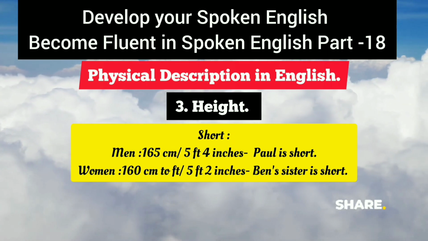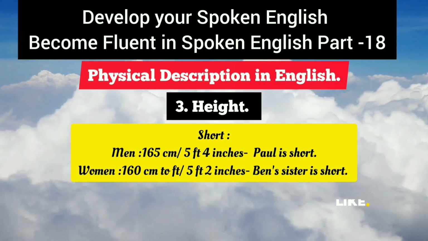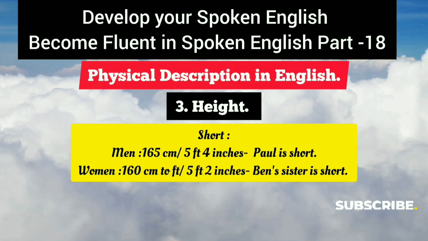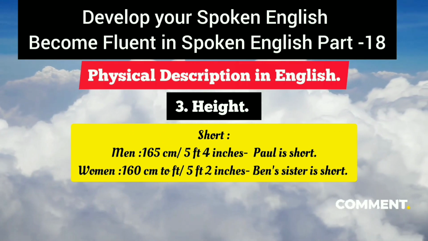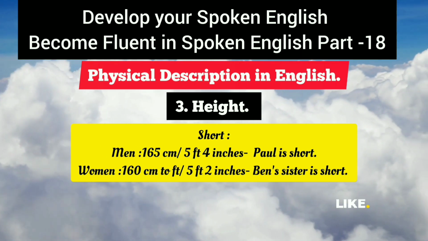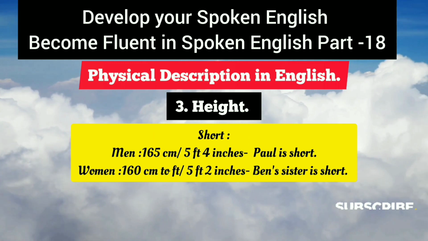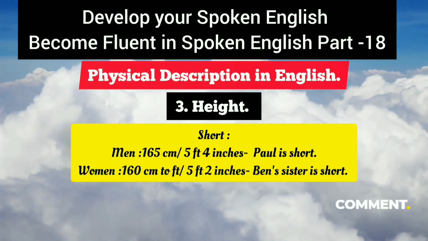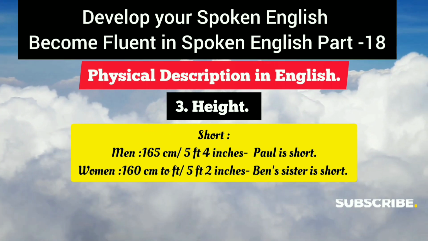5 feet 3 is the standard global average height of a lady. It is globally said to be average, 5 feet 3, and below that we can call that lady short. As you see, Ben's sister is short, that means she's maybe below 5 feet 3, around 5 feet 2 inches, around 160 centimeters. So I'm quite sure it's crystal clear. I have shown you the right measurements you must know to call someone tall, short or medium.